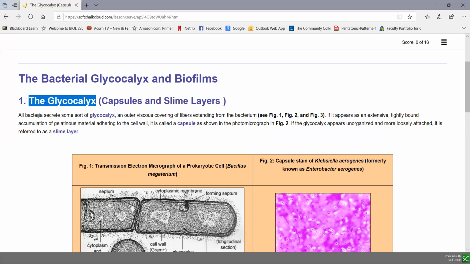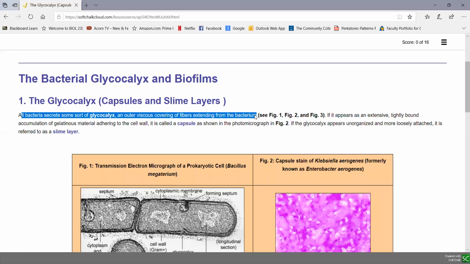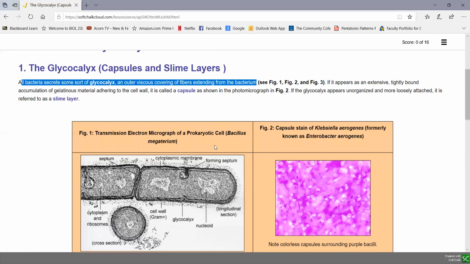Now, all bacteria secrete some sort of glycocalyx, and a glycocalyx is an outer viscous covering of fibers that extend from the bacterium. If we look at the electron micrograph in figure 1, we see these fibers here coming off of the cell wall, and that represents the glycocalyx of that bacterium.